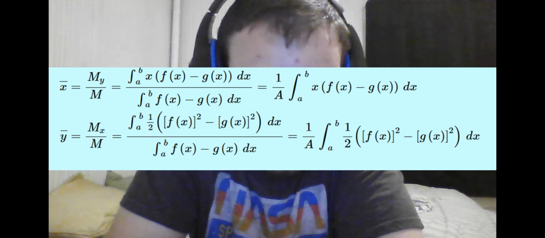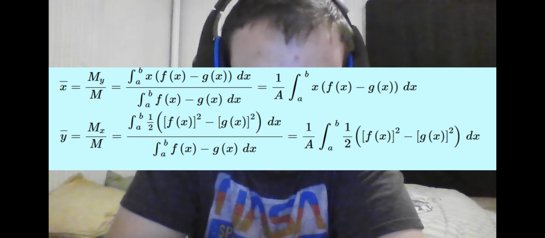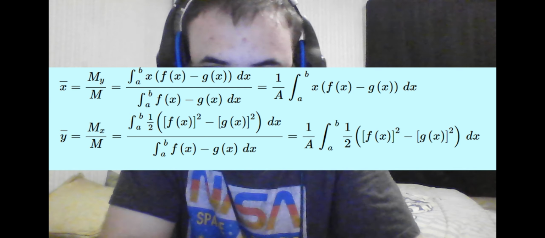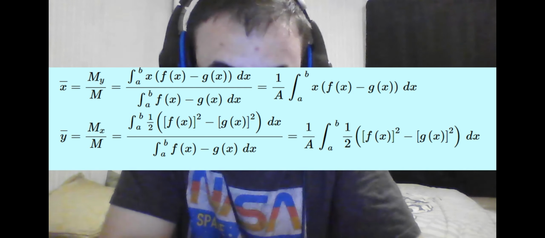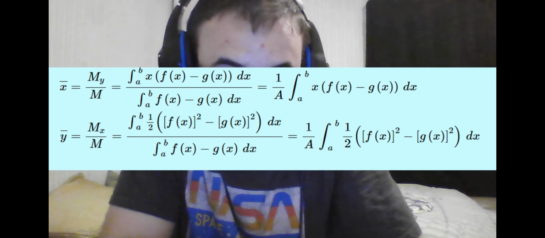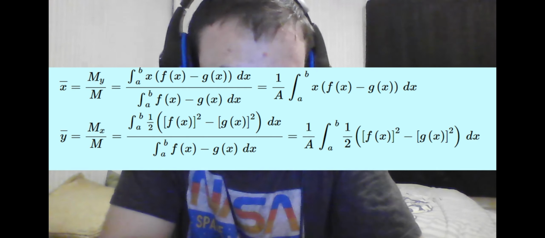Unfortunately, because of how messy the moment formulas are, the coordinate formulas must also be messy. But if we were to simplify it by writing A for area equals the area between the two curves, then we could rewrite the x component as the moment of y times 1 over A, and the y component as the moment of x times 1 over A.